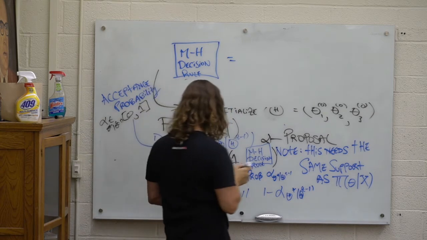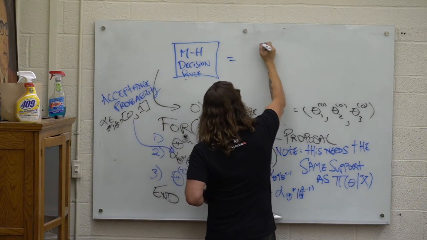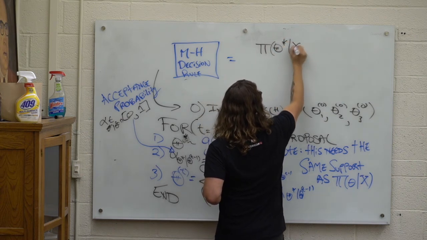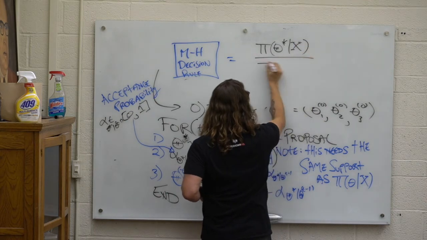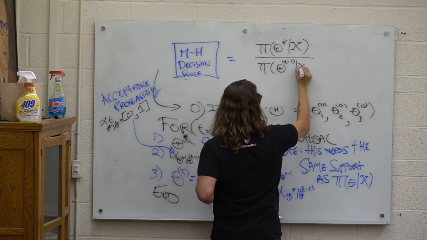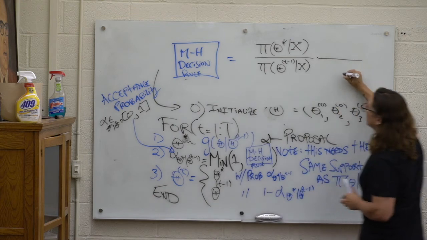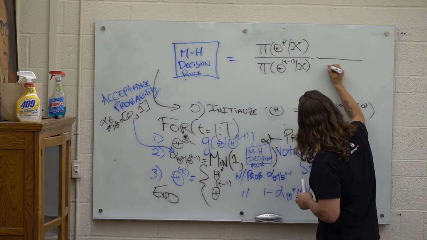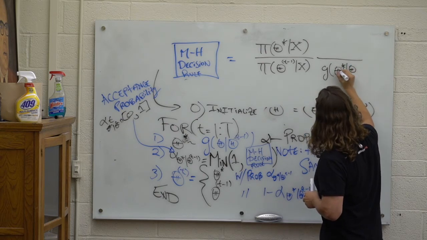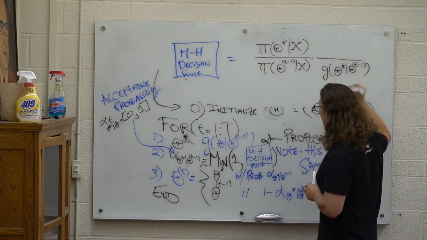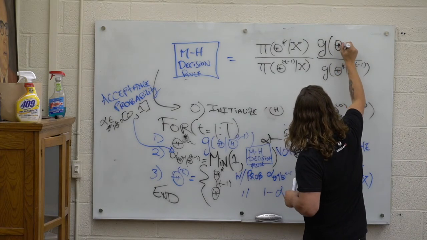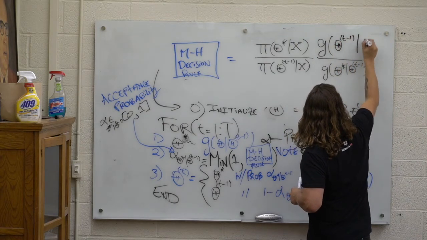So this thing is this. I'm going to take pi theta star given x, and divide it by pi theta t minus 1 given x. Then I'm going to have something else. This is going to be g theta star given theta t minus 1. This is my proposed density. This is g theta t minus 1 given theta star.